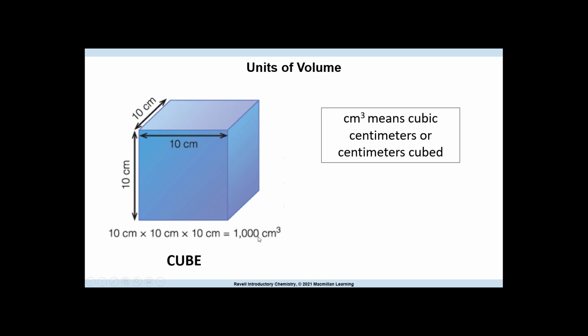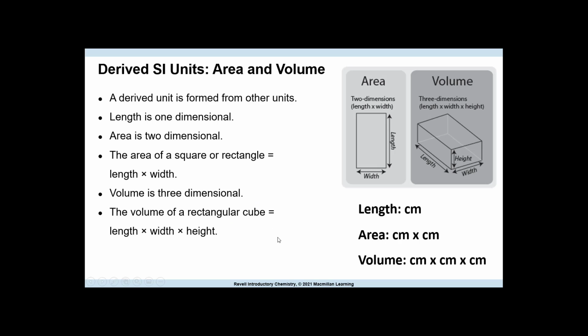The word cubic. I don't know if that's where it comes from, but that's how I relate it: cubic equals 3, so my units have to have a 3 to them. Let's make sure you understand all of this. Length, if we look here, is centimeter. Area is centimeter times centimeter, which is length times width. And then volume is length times width times height. And that's where the 3 comes from.